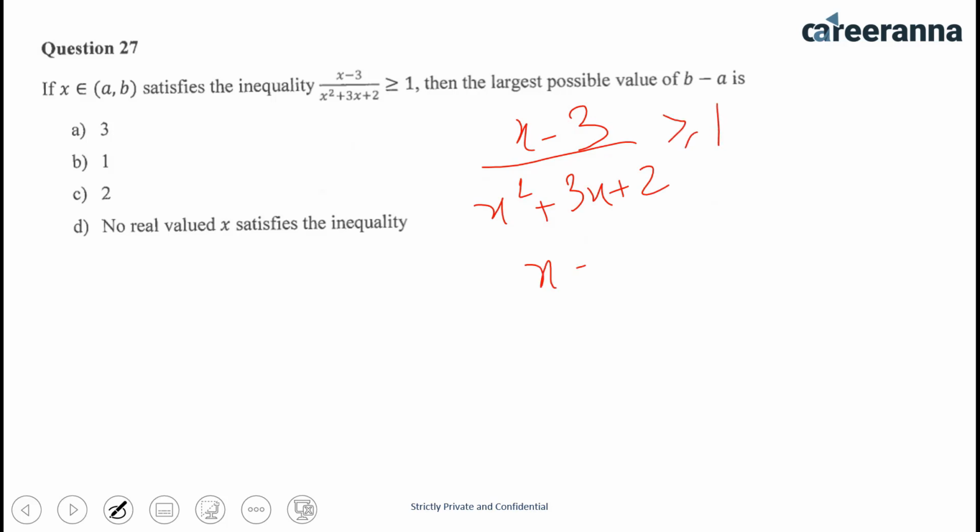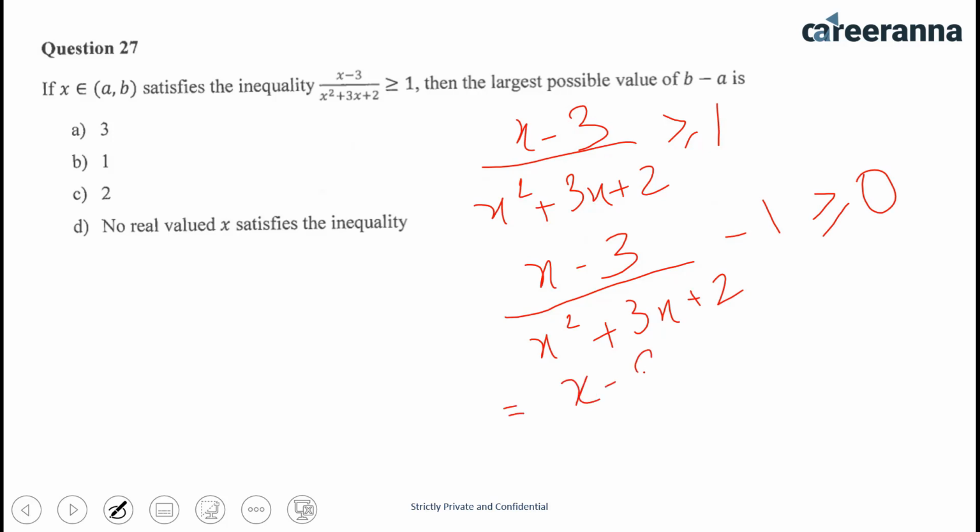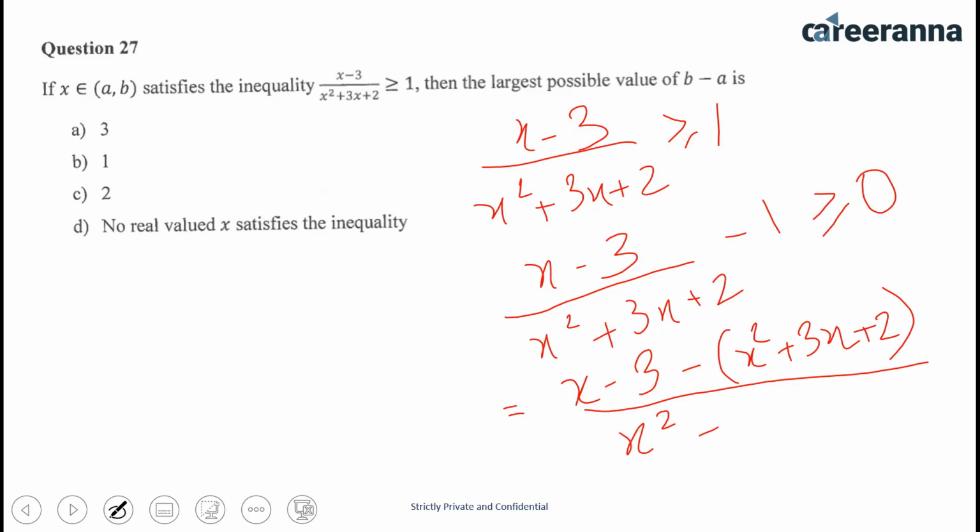So what we'll be doing, we'll be taking this 1 on the left hand side of the equation, 3x plus 2 minus 1, and it should be greater than equal to 0. Then we'll be solving this value. For example, this will become x minus 3 minus of x square plus 3x plus 2 upon x square plus 3x plus 2, and it should be greater than equal to 0.